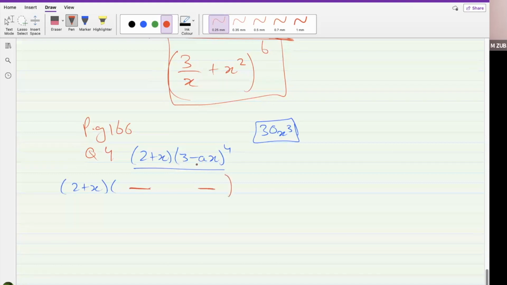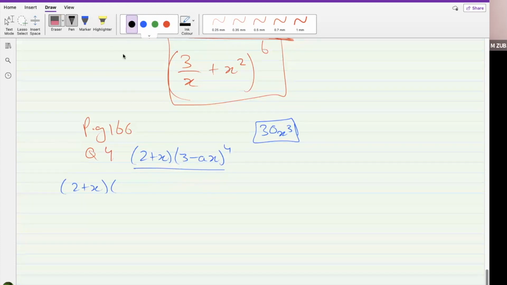Why so? I will select one of the terms, which is x square, because I know after multiplication it will become x cube. And I will select one term, which is x cube, because I know after multiplication with 2 it will stay as x cube. So we need 2 terms.